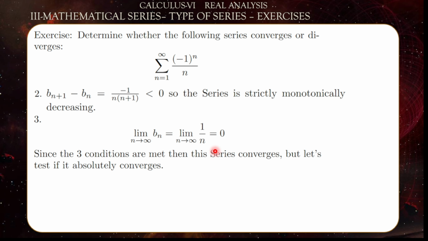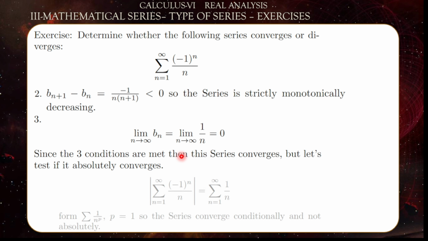But let's test if it absolutely converges, which is a different aspect of convergence. Now, the absolute value of the sum of minus 1 to the power of n divided by n is equal to the sum from n equals 1 to infinity of 1 divided by n, which we know diverges. Why? Because p is equal to 1, the power of n in the denominator. Hence, the series converges conditionally, but not absolutely.